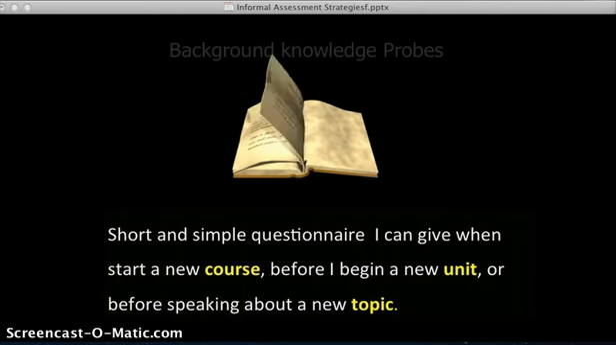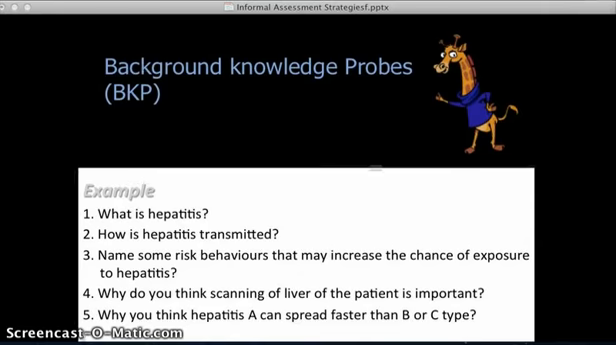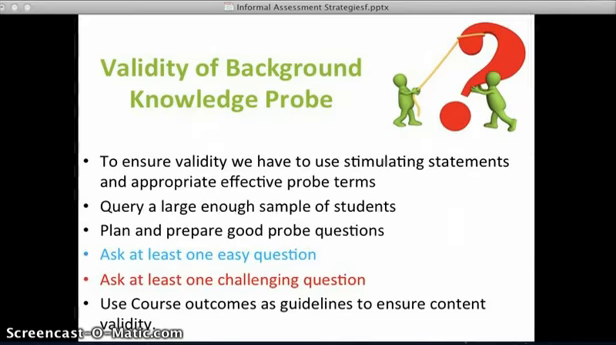Let me again take an example. Suppose I have to teach the liver disease hepatitis. Then what will be my questionnaire for the background knowledge probe? I may put up these questions. What is hepatitis? How is hepatitis transmitted? What are the risk behaviors that may increase the chance of exposure? Why do you think scanning of the liver of the patient is important? Or why do you think hepatitis A can spread faster than B or C type? Now, the reason for picking this example is to lay emphasis on the validity of the background knowledge probe.